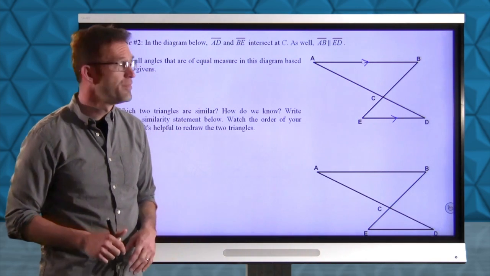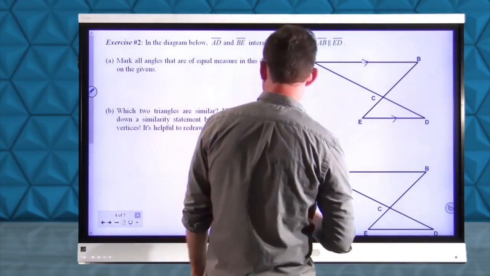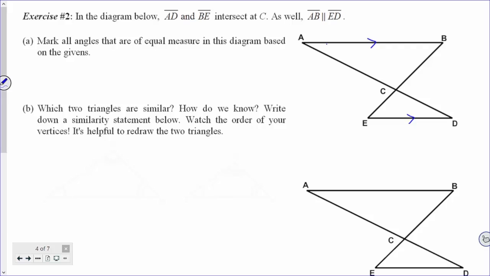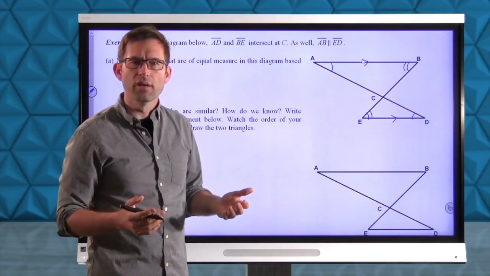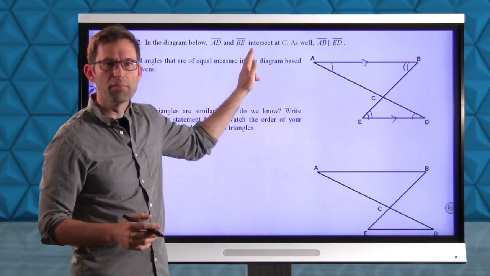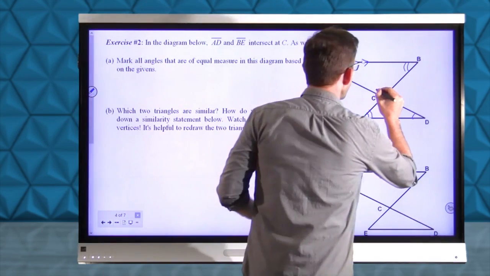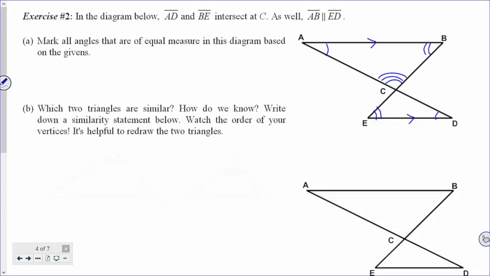All right, let's go through them. Well, there's a variety of different ones we can do, but I know that angle A is congruent to angle D. They're alternate interior angles formed by two parallel lines. Likewise, I know angle B is equal to angle E. Again, alternate interior angles created by parallel lines. And finally, even though it really wasn't in the given, well, it kind of is, AD and BE intersect at C. We also know that this angle is congruent to this angle.